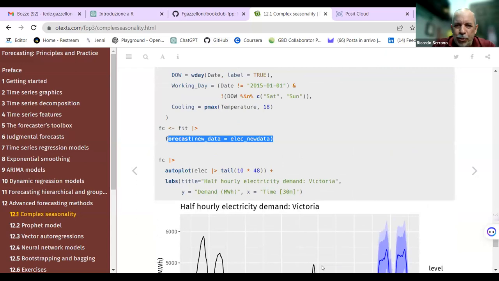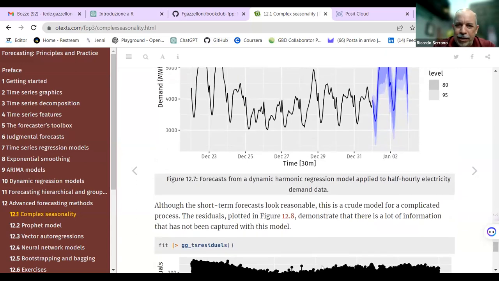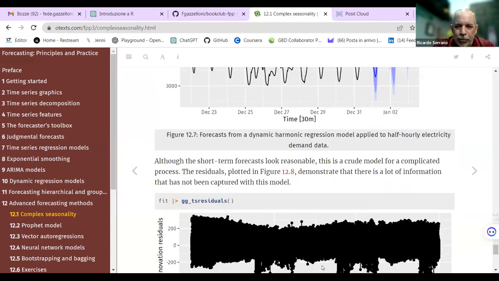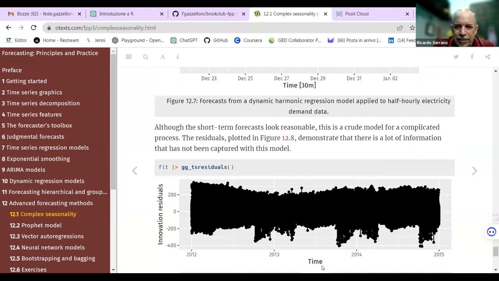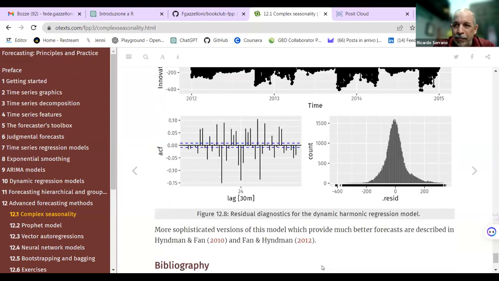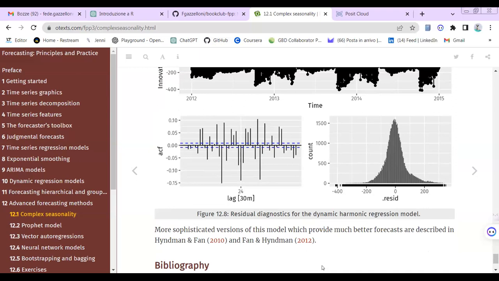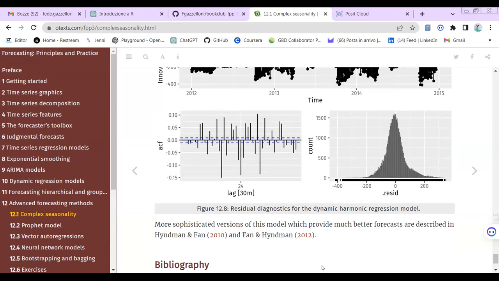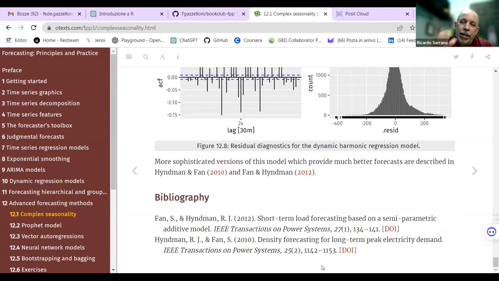One comment from the authors is that when they did the residual diagnostics, you see that most of the lags are significant. That's not good. In fact, the ACF values should be within those blue dotted lines. And you see there's a lot of lags that are significant. So that means that the model is not capturing that information.